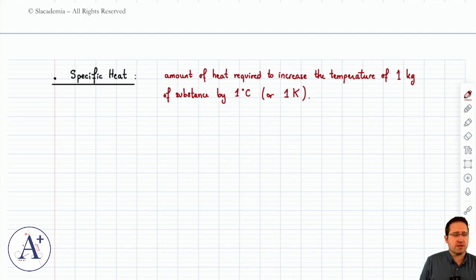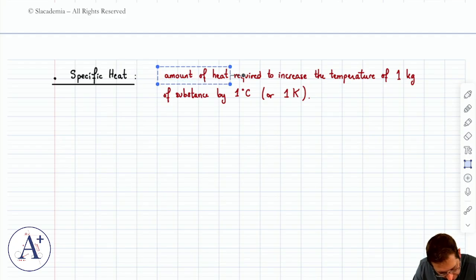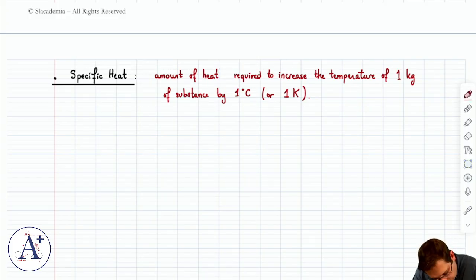So basically this is a quantity, specific heat, that is substance specific, right? And the amount of heat required to increase the temperature of 1 kilogram by 1 degree is typically called little c, the specific heat. And of course, the greater the specific heat, the more heat will be required to increase the temperature by 1 degree Celsius of 1 kilogram of substance.